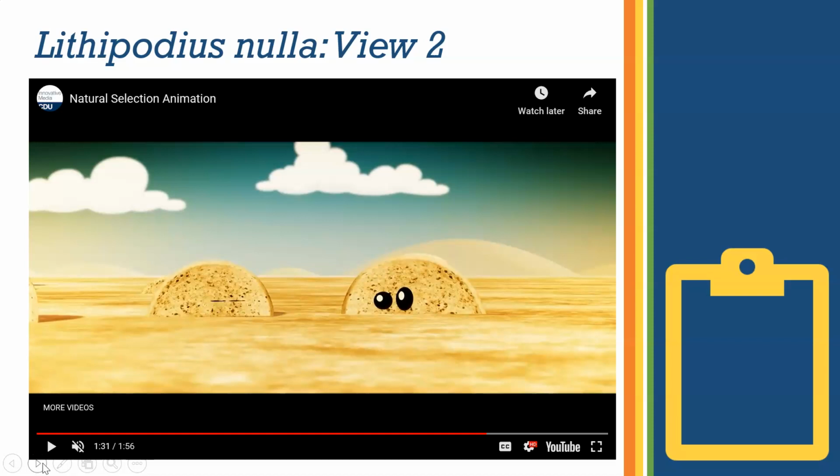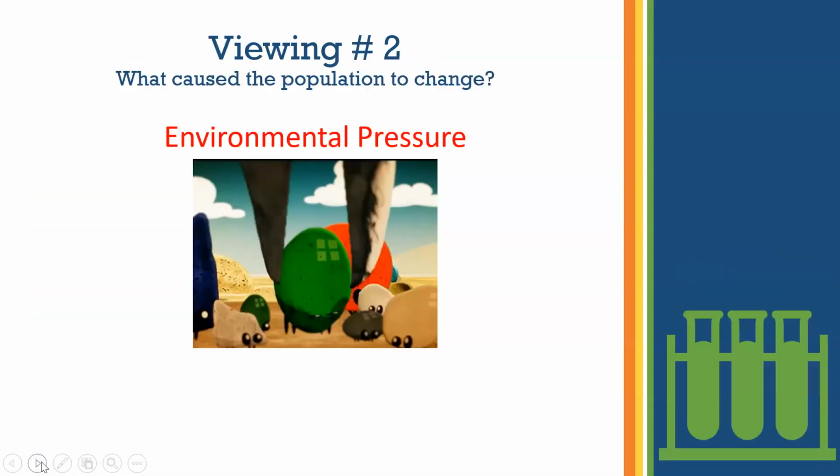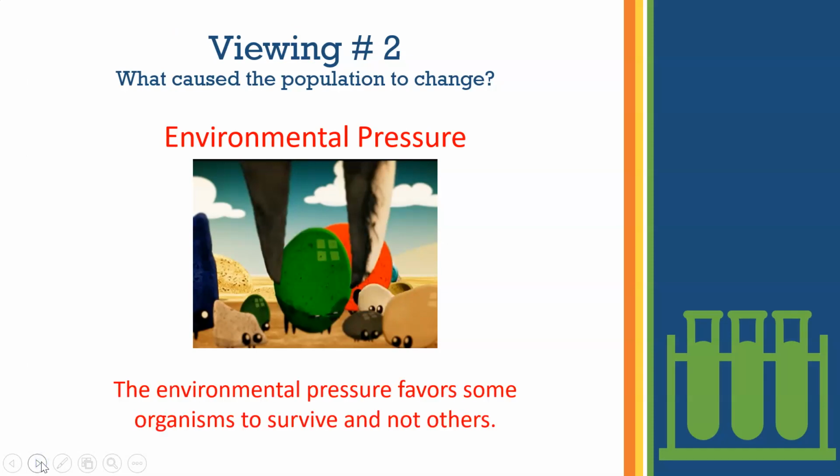So, in order for populations to change, there needs to be what we call an environmental pressure. This pressure favors certain organisms to survive and not others. In this case, the environmental pressure was the bird-like predator that kept coming back again and again. Make sure that you have this written down for viewing number 2.